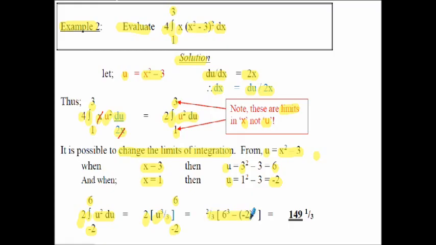Evaluating the integral by imposing the upper and lower limits, we find the value of 149 and a third. If you wanted to check this using the limits of x, you could back substitute here for the value of u and then impose the limits of x is equal to 1 and x is equal to 3. You'll get exactly the same answer.